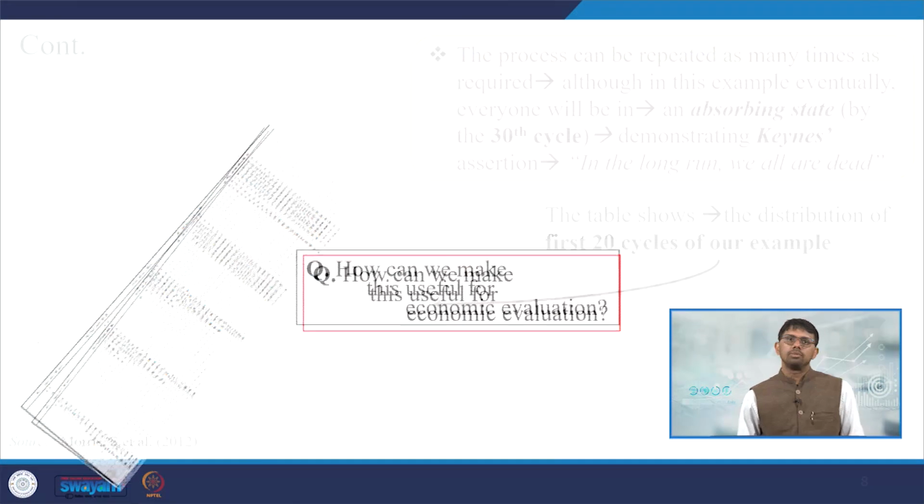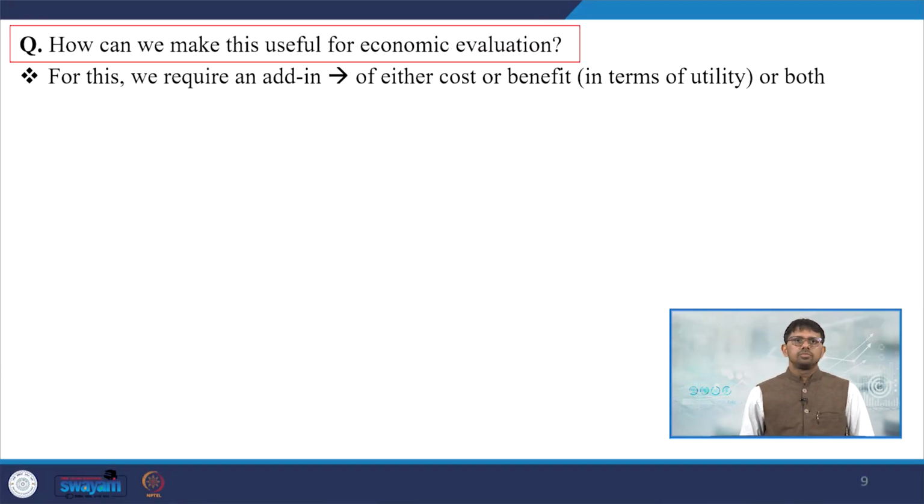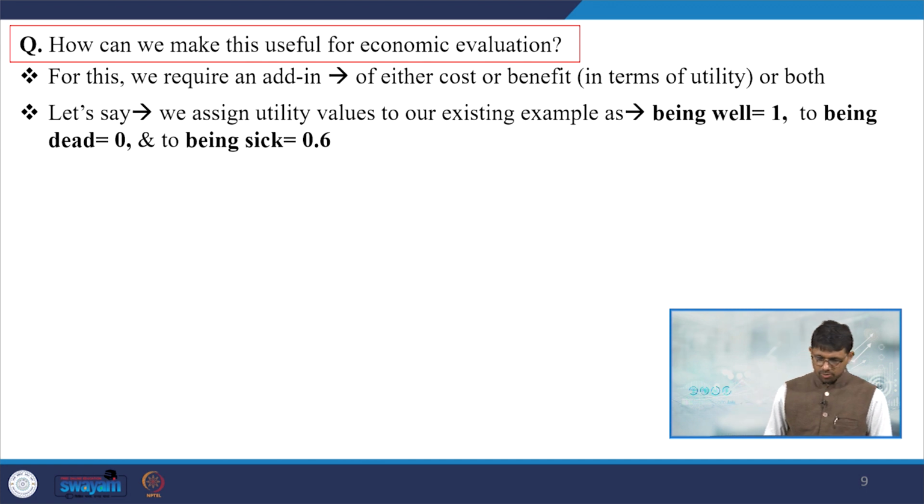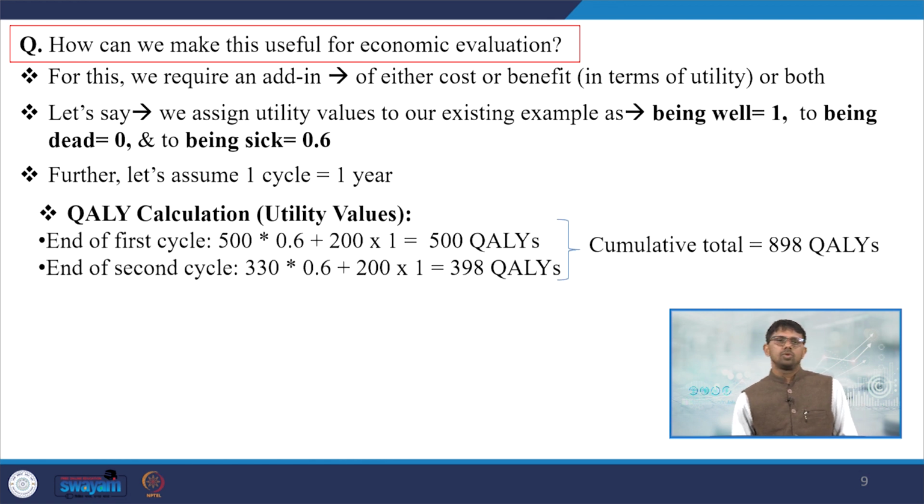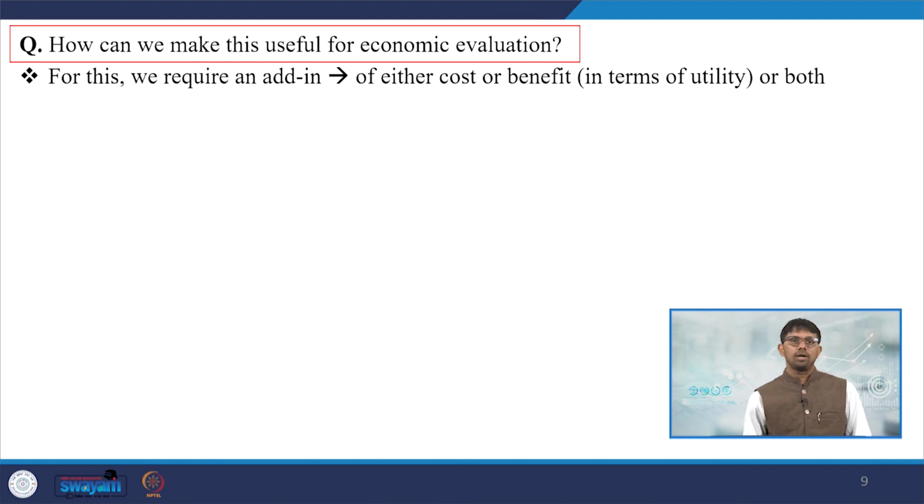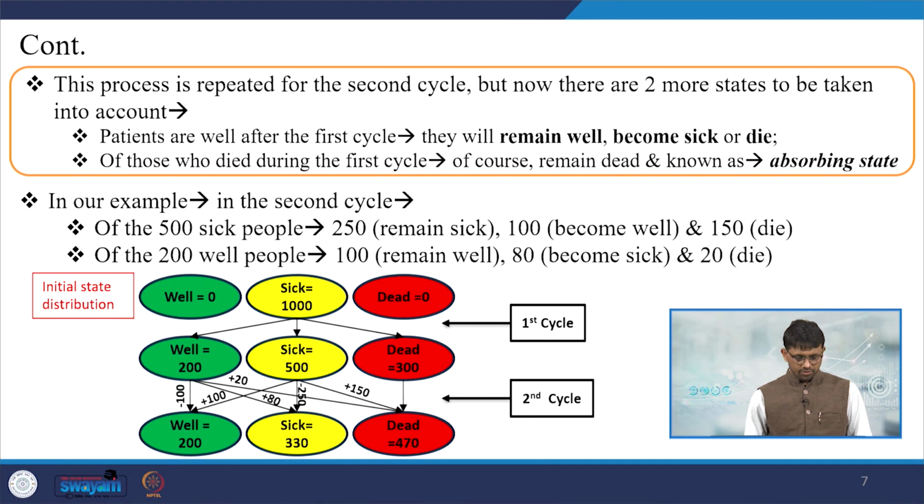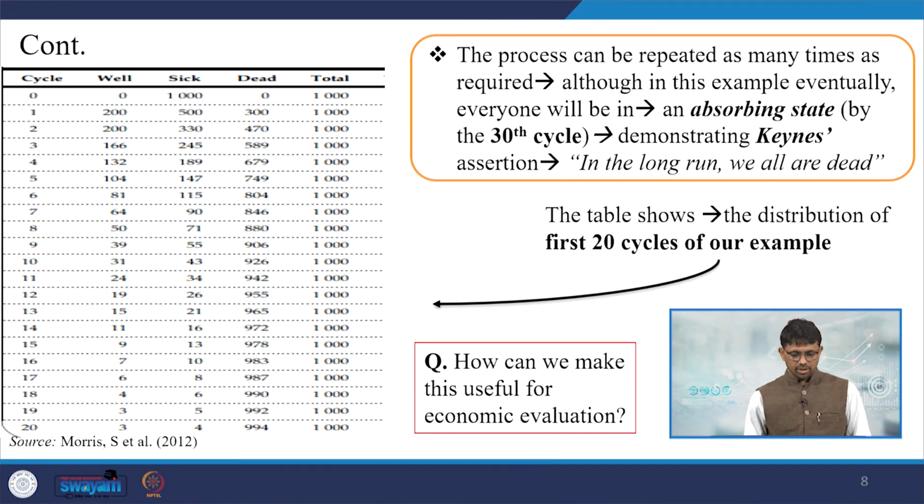How can we make this useful for economic evaluation? We require further add-ins of cost or benefits, or in terms of utility. So, let us assign utility values to our existing example. Being well is 1, being dead is 0, and for sick, let it be 0.6. Let us assume that the first cycle is of 1 year, and we are supposed to calculate quality adjusted life years. If you remember, at the end of the first cycle we had 500, 200 and 300 in our example, and we are going to use these further.